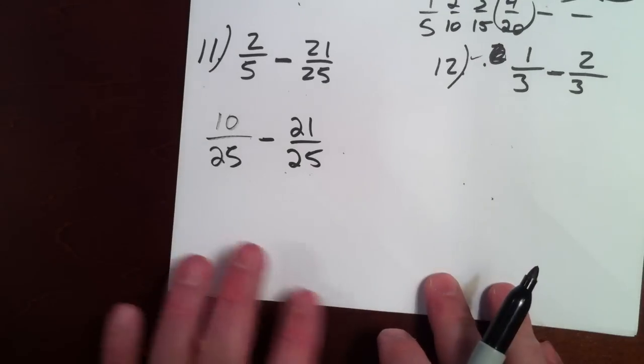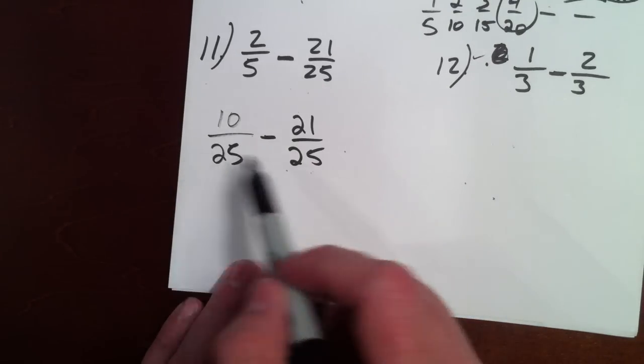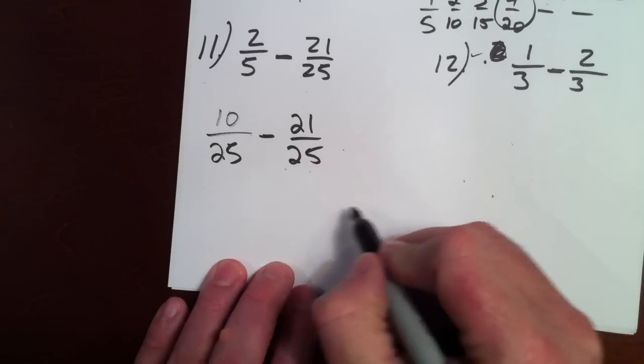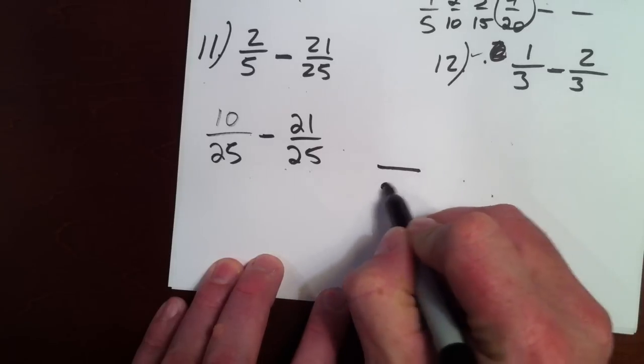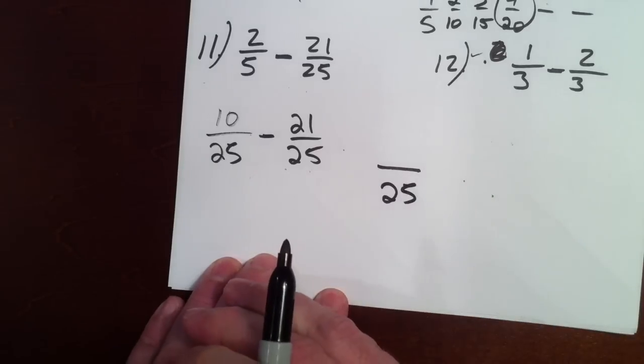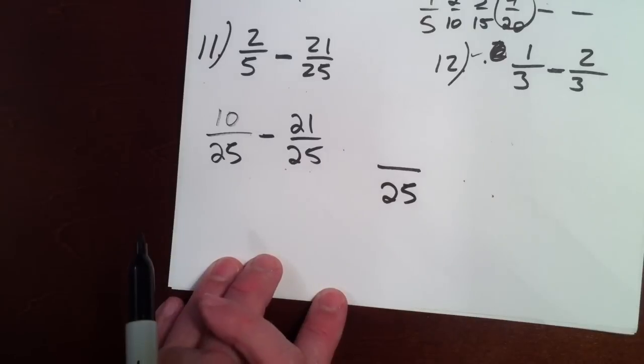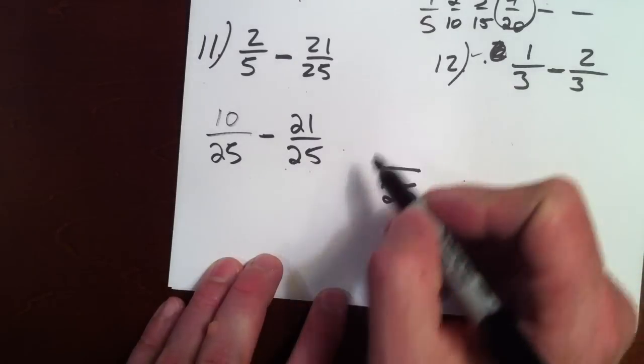Uh-oh, I don't know what to do here. Well, remember what we said, the math on the bottom is done. It's going to be a positive 25 or just a 25, so 25 on the bottom there. Now we're left with what? We're left with 10 minus 21. And let's rewrite that out.